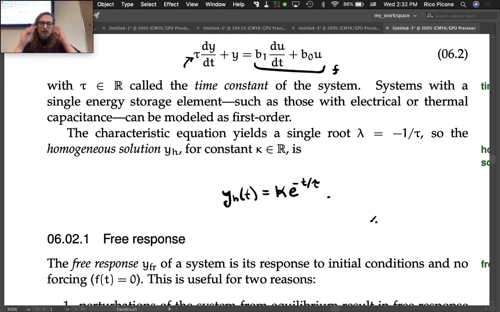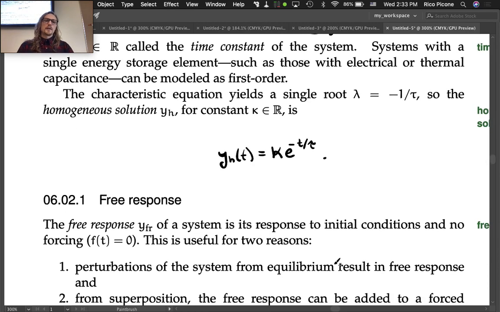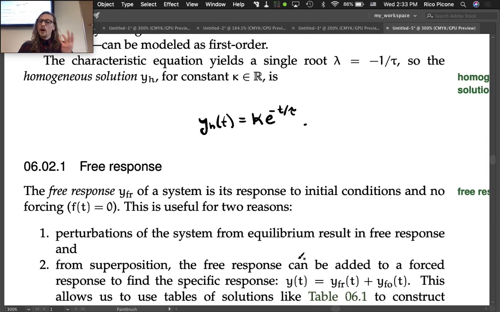If we wanted to look at what happens if we put in a specific input, we could do our particular solution and our total solution and then apply the initial conditions. But we're going to take a bit of a different tack this time and see how we do. We're going to look at the free response first. The free response of the system, as we recall, is its response to initial conditions and no forcing, right? So the forcing function, the right-hand side of the equation, is set to 0.